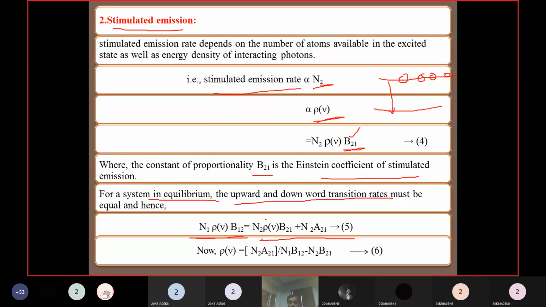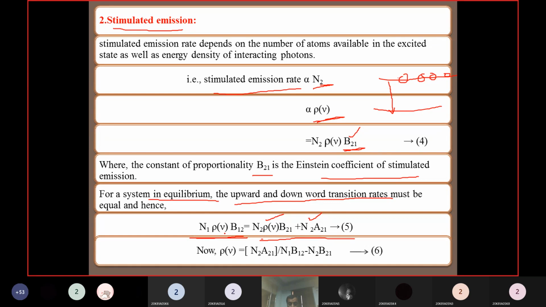This term is the stimulated emission, and this is the spontaneous emission. So the rate of stimulated emission plus the rate of spontaneous emission. At equilibrium position, the rate of absorption is equal to the rate of emission. Now we will solve this equation.